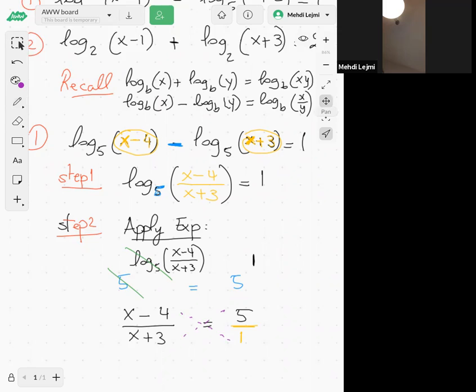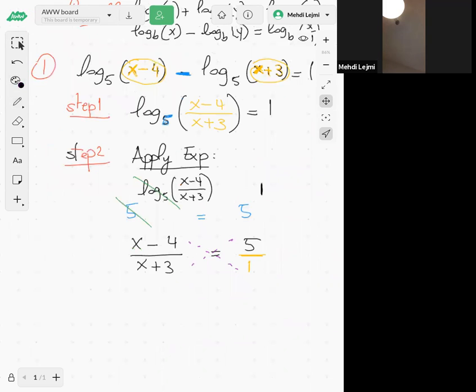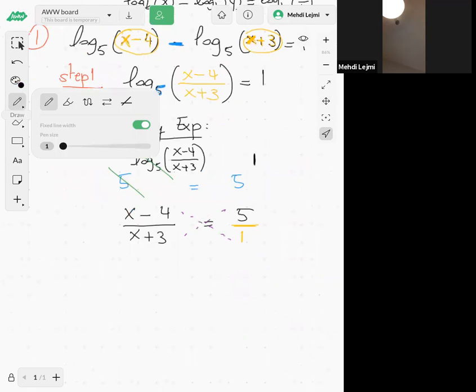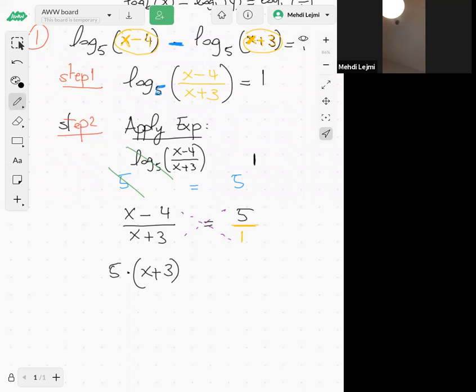So that would be 5 times x plus 3 equal to 1 times x minus 4. Okay, so if you distribute, 5 times x is 5x, plus 5 times 3, that's 15. And on the right side is just 1 times x minus 4, so it's just x minus 4.